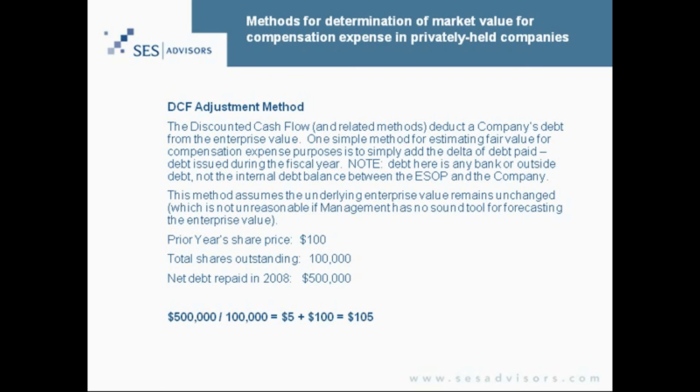We'd simply be taking the $500,000 in debt repaid divided by the total shares outstanding of the company, arriving at $5 a share, the value of debt repaid, and adding it to $100, which was last year's enterprise value minus debt. So in this example, $105 might be a reasonable estimate of fair market value. And again, we're only using this for purposes of measuring compensation expense. It doesn't have any tax implications or other financial statement implications. As long as we're using a reasonable method, you're generally fine.